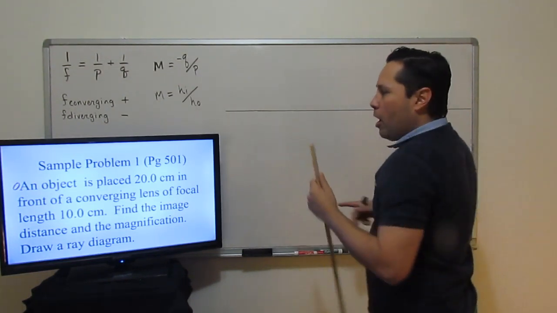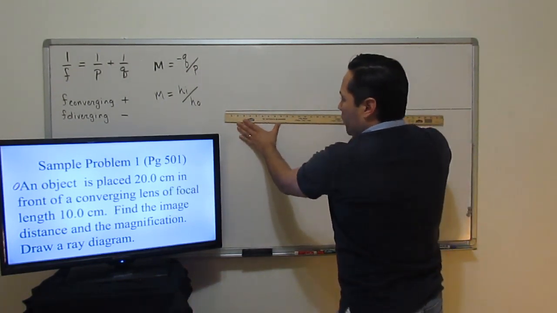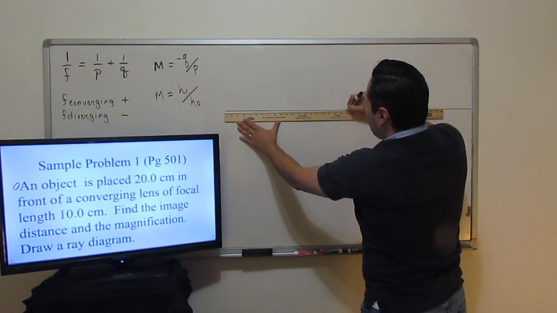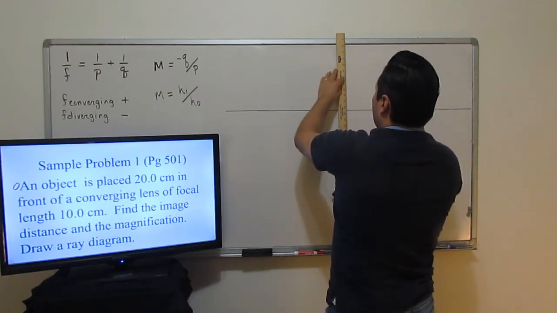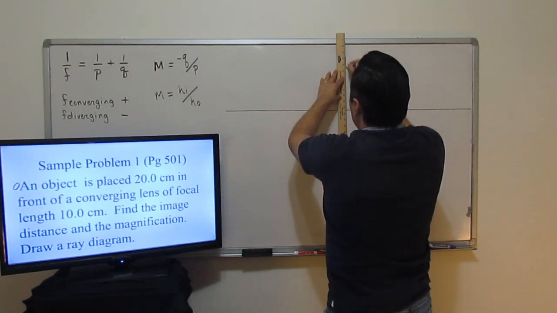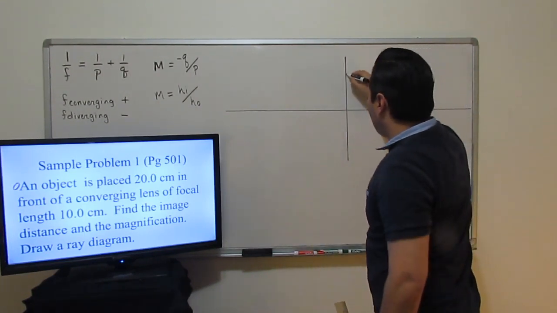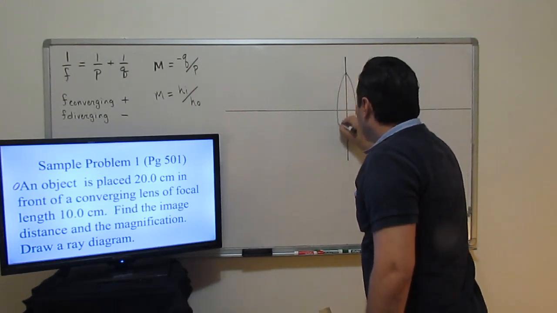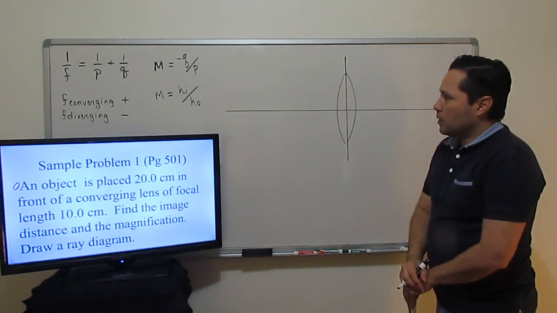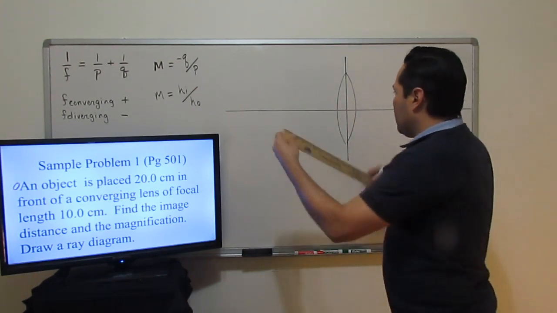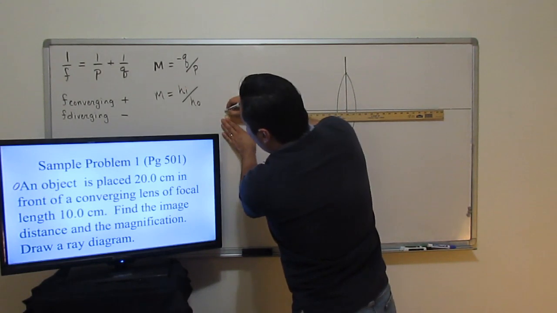Alright, so the object is placed at 20 centimeters. So from here, here is 20, and they put it 20 centimeters from the lens. So we're going to draw a straight line, and this line represents the lens. We're going to put a convex lens right there. Alright, and 20 centimeters is that far. So this is where our object will be.